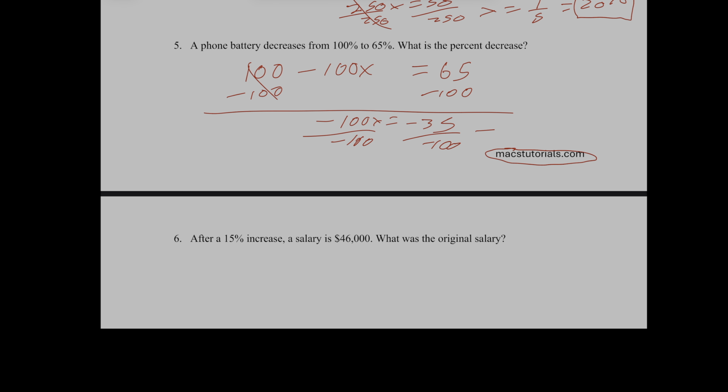And when I do all that, what do I get there? Do you guys know? We're going to go 35 divided by 100. And that is going to be 0.35. And it wants to know the percent decrease, which is going to be 35%. Sorry, I didn't mean to get ahead there.